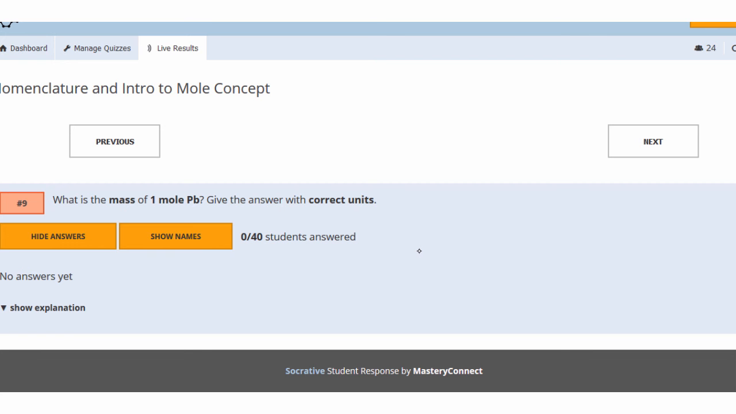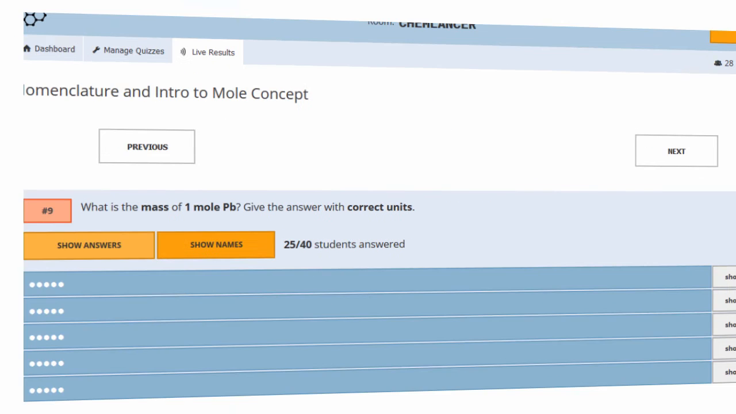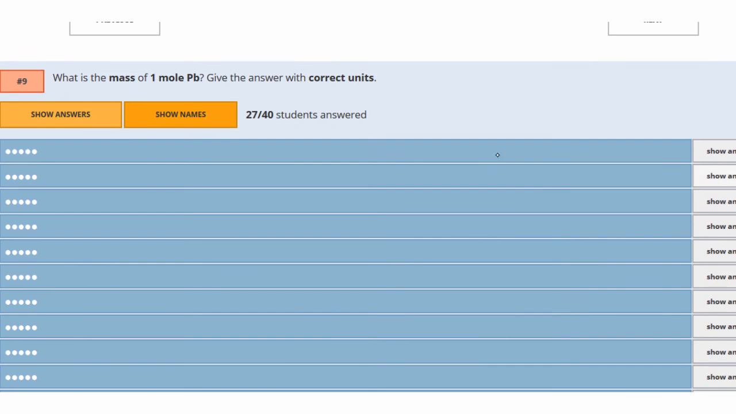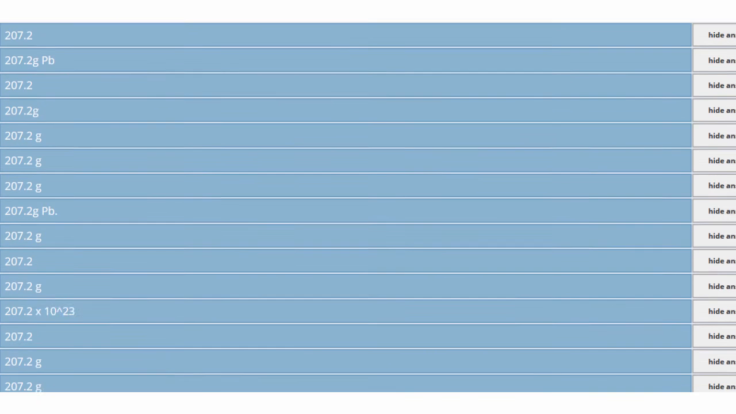See if you could figure out how we came up with those two numbers, and then ask yourself, what is the mass of 1 mole of lead? Help each other out, ask questions of your neighbor. See if you can figure it out. All right, we'll go 5, 4, 3, 2, 1. And the correct answer is 207.2.